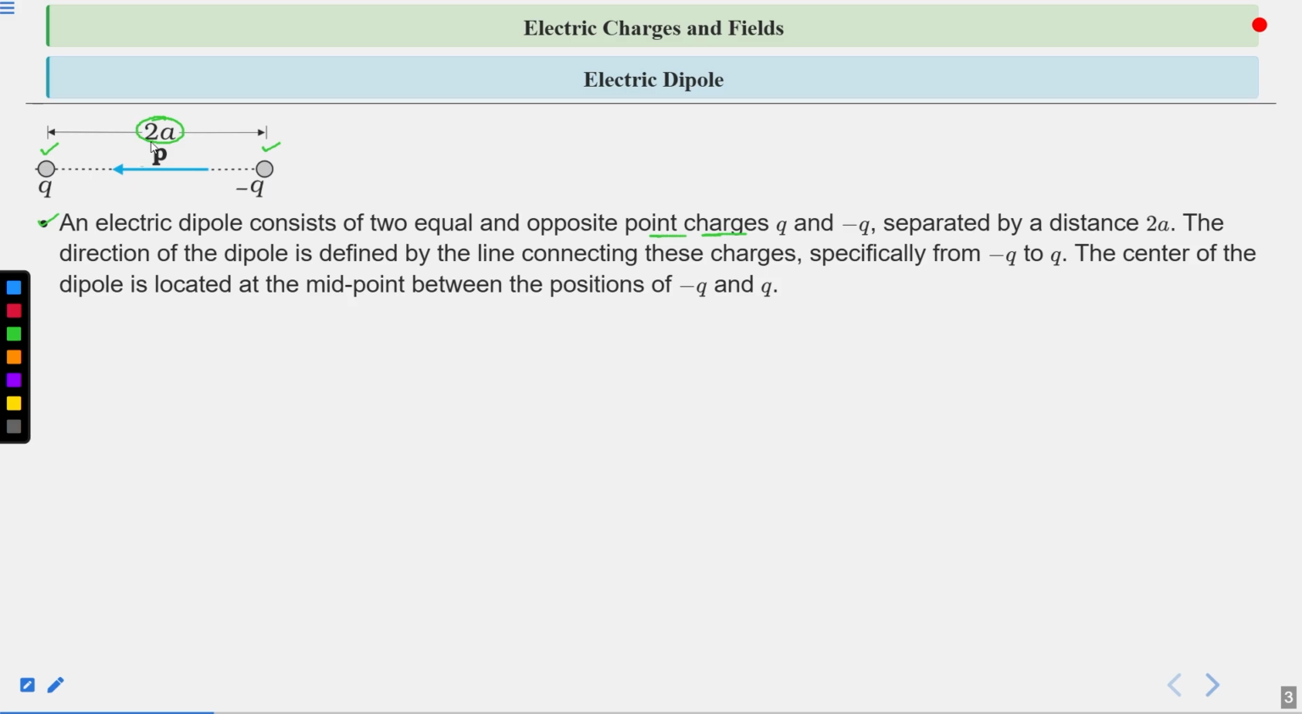And the center of the dipole, or we can say the midpoint of the dipole, the midpoint is this one. So that is located at the midpoint between the two charges, the center located midway between the positions of the charges plus q and minus q.